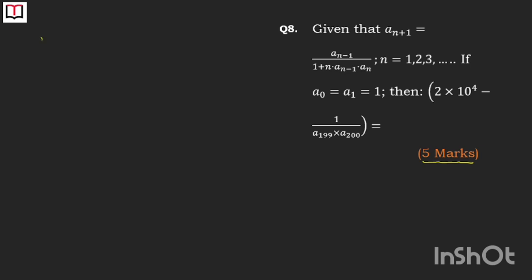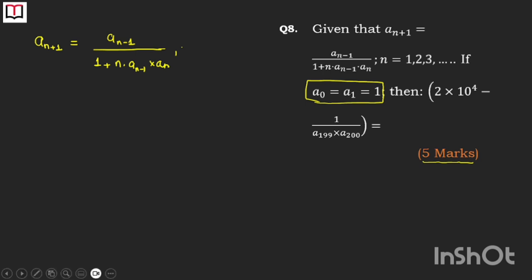The relation we are given is, for a sequence, a(n+1), the (n+1)th term, is given by the (n-1)th term divided by 1 plus n times the (n-1)th term into the nth term. Moreover, we are given the zeroth term a0 and the first term a1 is 1. Then we have to find 2 into 10 to the power 4 minus 1 upon a199 into a200. Now I thought a lot about it, but I couldn't find a pattern.